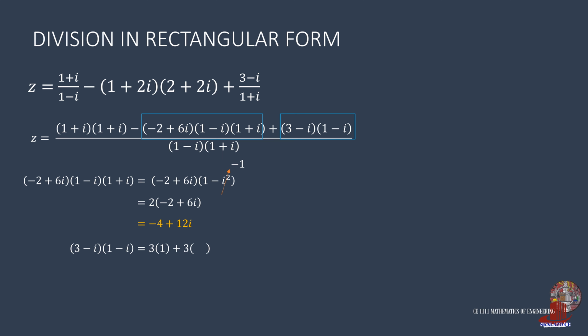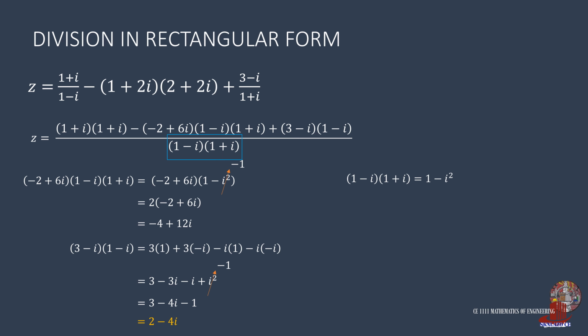The third term is then solved through FOIL method and get 3 times 1 plus 3 times negative i minus i times 1 minus i times negative i. This is simplified as 3 minus 3i minus i plus i squared, which is taken as negative 1 again, making the expression 3 minus 4i minus 1, reduced to 2 minus 4i.